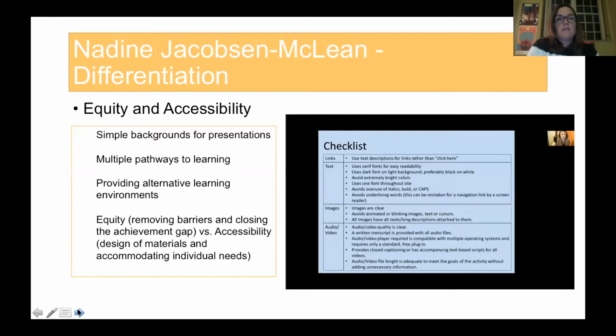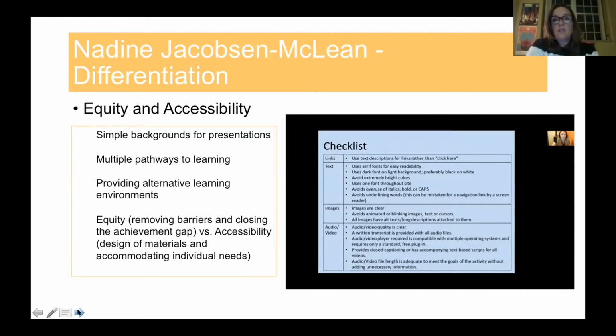Nadine Jacobson McLean talked about differentiation, and she had two focus areas when she talked about this. One was equity and accessibility. So she's talking about differentiating her classes. Sometimes we might automatically jump to proficiency levels, which was her second topic, but she started with differentiating for accessibility, because obviously we have students with different needs in our courses, and how can we present our material so that it's accessible and equal for all students?